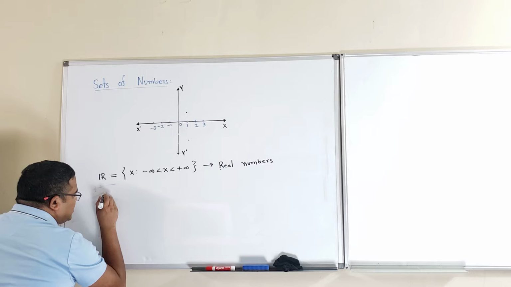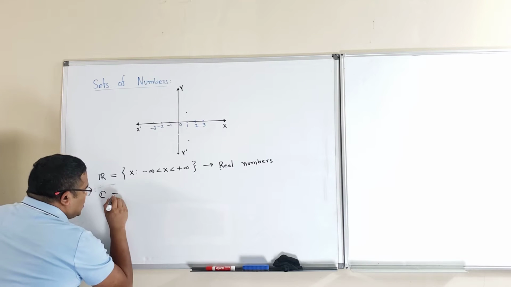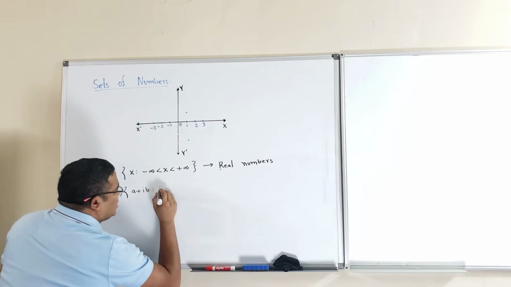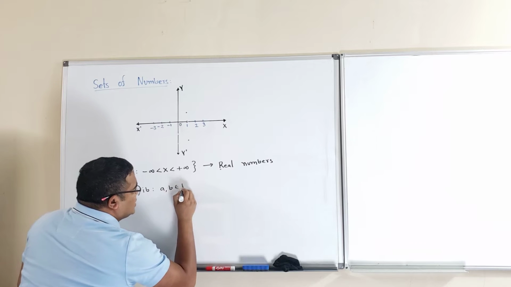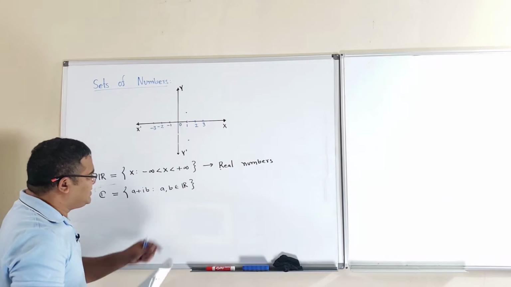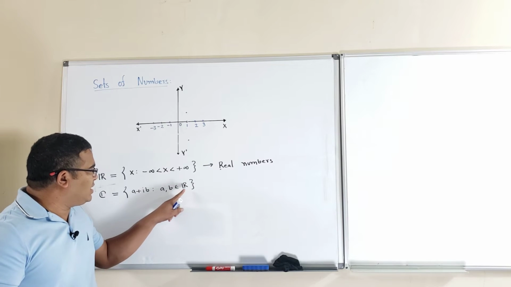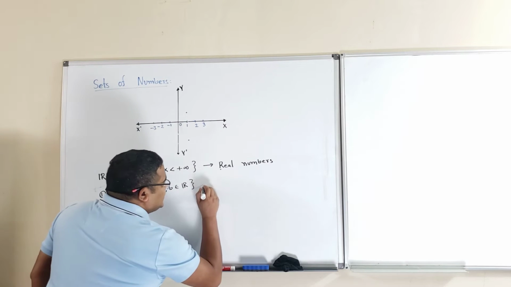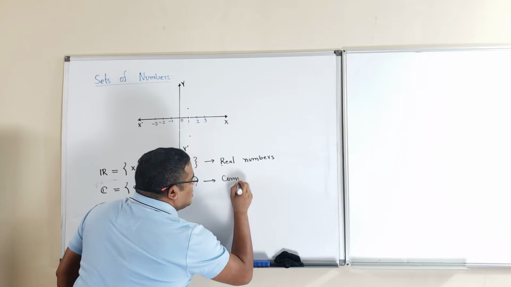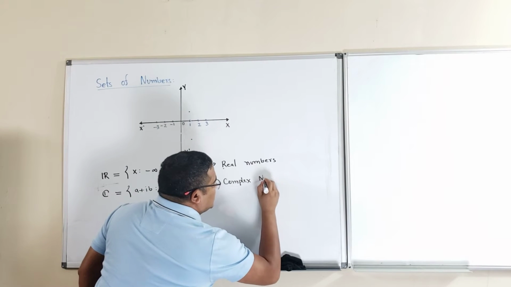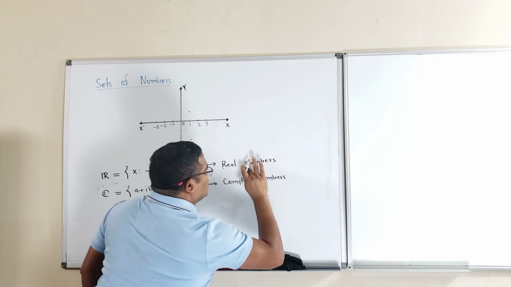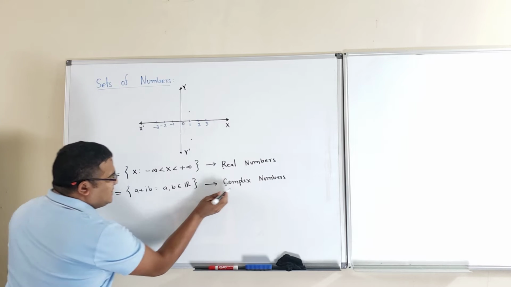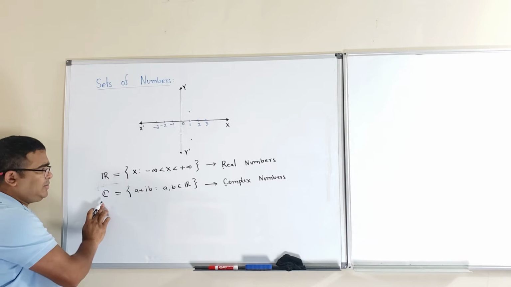Now, a complex number is of the form A plus iB, where A and B are elements of R. This is the element sign. That means A and B are real numbers, members of real numbers. So, this is the complex number. For complex numbers, the first letter is C, that's why it is denoted by C with a double leg.